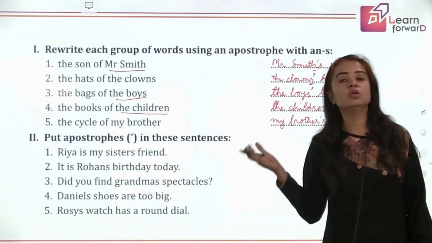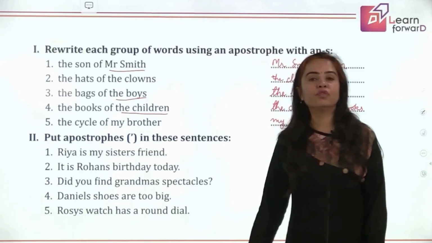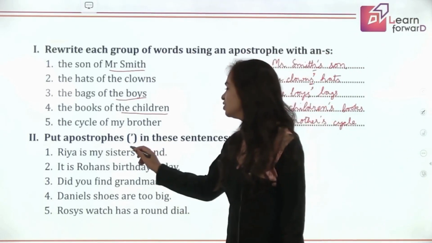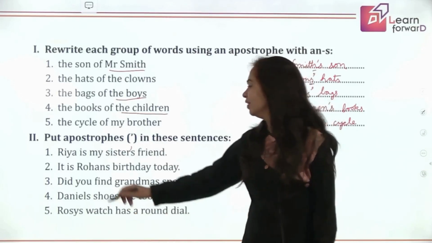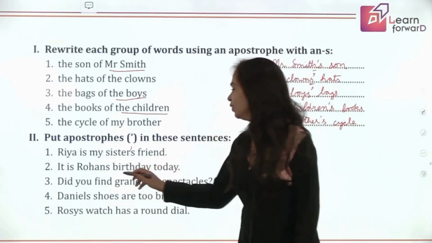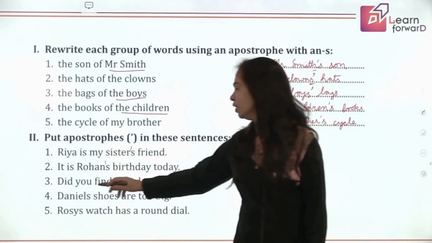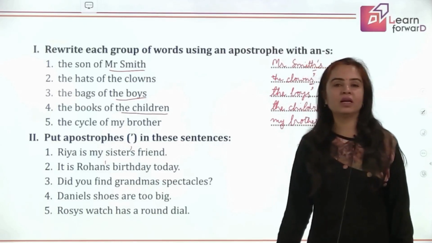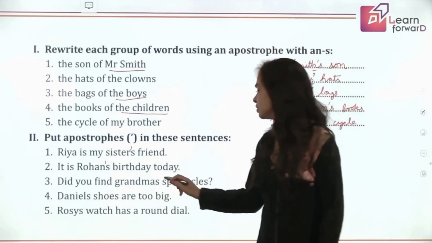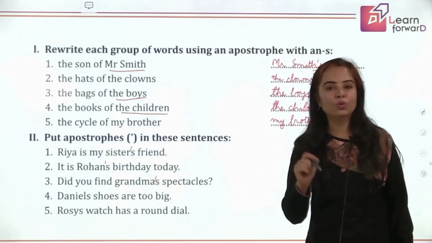Next, put apostrophe in these sentences. Apostrophe is missing. You just have to find where to put it. Ria is my sisters friend. So, the friend of my sister. It should be an apostrophe here. It is Rohans birthday. Whose birthday? Rohan's. So, here whose? That's why you must put apostrophe. Did you find grandmas spectacles? Again, whose spectacles? Grandma's. So it should be an apostrophe here because it is giving an answer to whose.